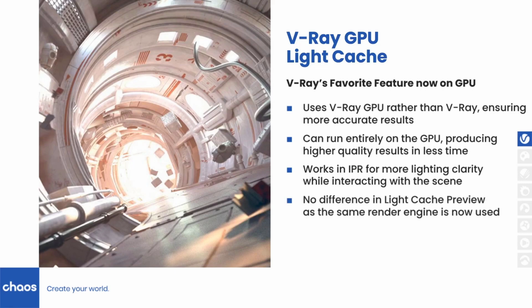Also, before, the light cache preview was using the CPU engine and could show subtle differences from the final render, which used the GPU, as they're different engines and have some minor differences. And now the light cache preview will be the same as the final render, as they are using the same engine. As an implementation detail, the GPU light cache calculation is using a new architecture called kernel tree.